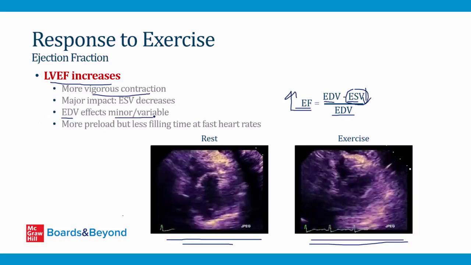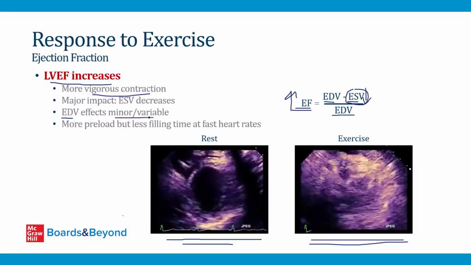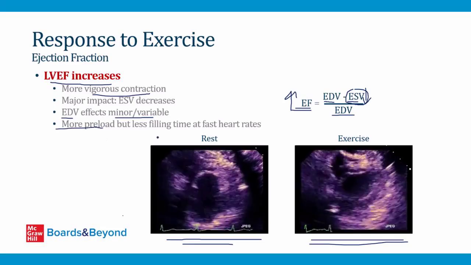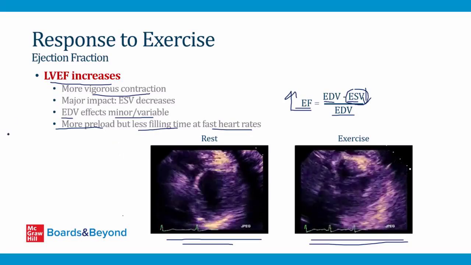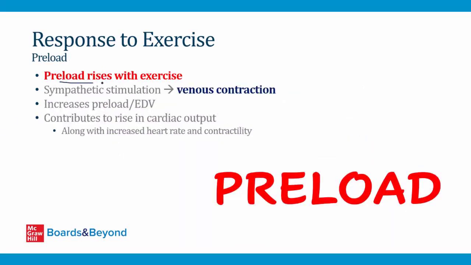There are two things going on that affect the end diastolic volume with exercise. One is that there's more preload, but the second is that there's less filling time at fast heart rates. And so let's talk about those two things now. So preload rises with exercise. This is because the sympathetic nervous system stimulates veins. It stimulates alpha receptors in veins and causes the venous system to contract.